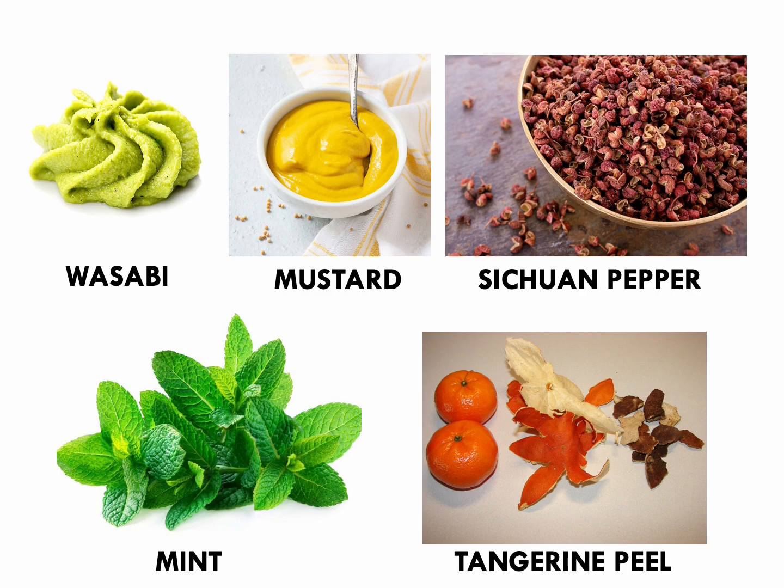The taste associated with metal is pungent. It is similar to spicy, but pungent food is more aromatic and has a dispersing action that goes up and outwards. Try wasabi, mustard, Sichuan pepper, mint, and tangerine peel.